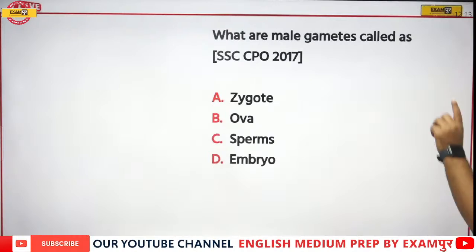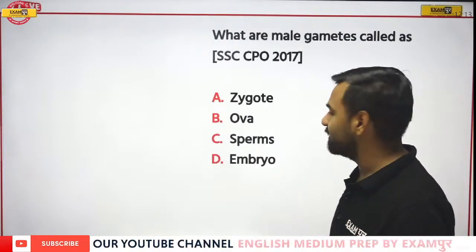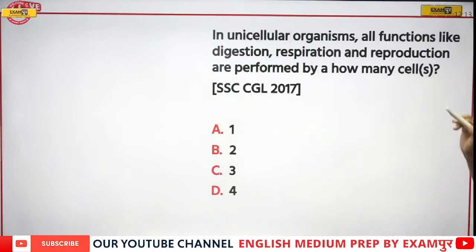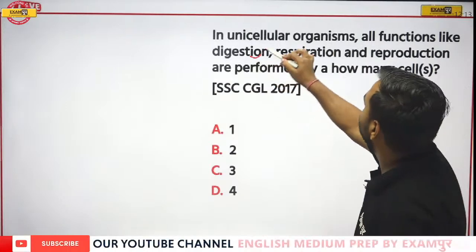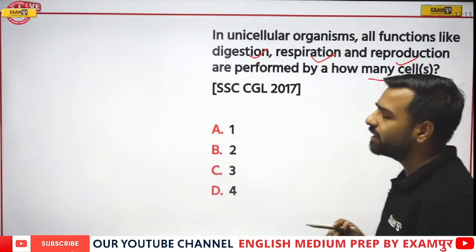Next, what are male gametes known as? So we have discussed this question and the correct answer is sperms, that is option number C. Next question is, in unicellular organisms, all functions like digestion, respiration and reproduction are performed by how many cells? So here the number is asked.